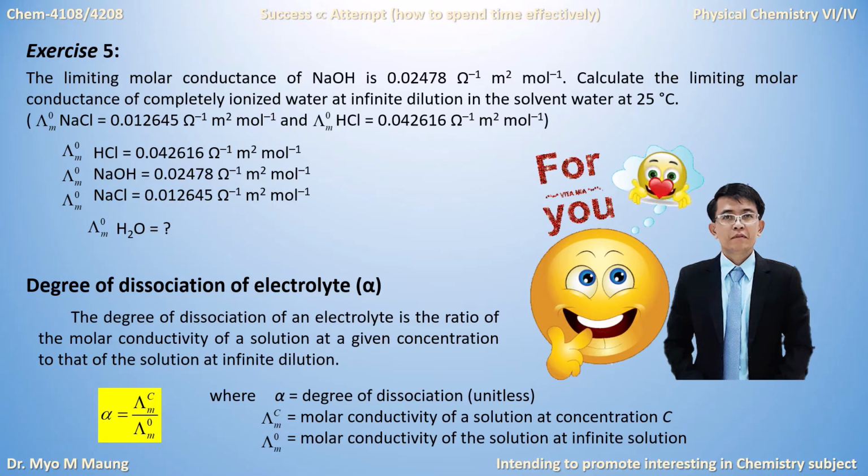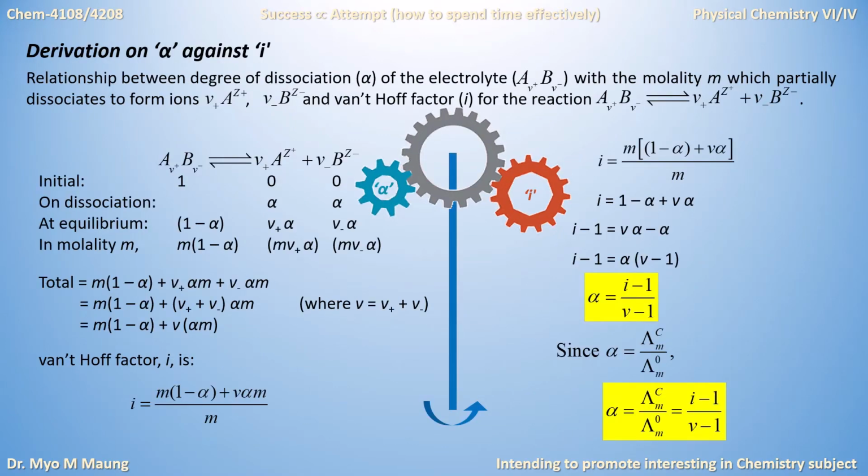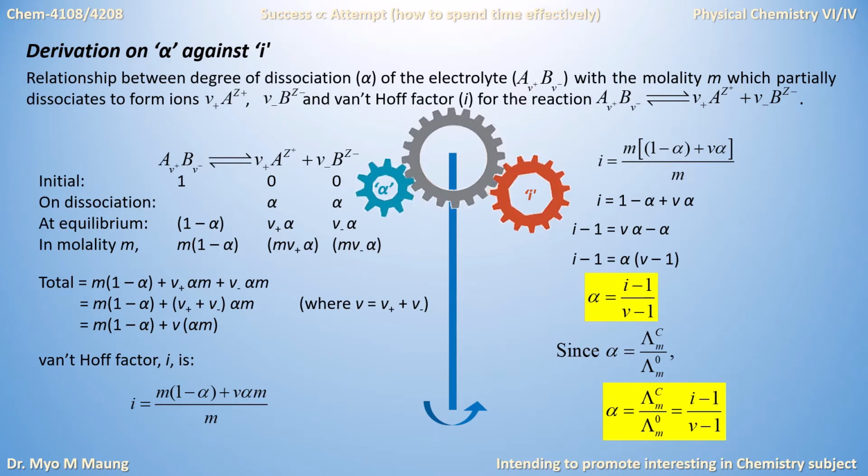As an expression, alpha equals lambda molar C divided by lambda molar infinite. So, the degree of dissociation, alpha, has no unit. Here, shall we go through one derivation? I present the derivation of alpha and the Van 't Hoff factor, i.